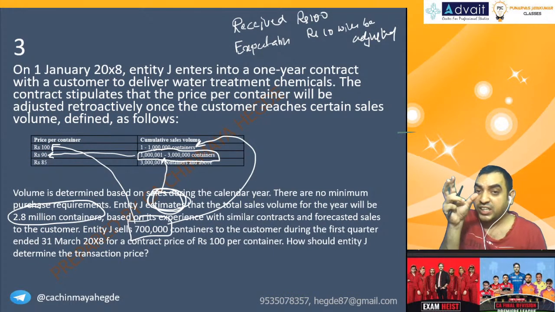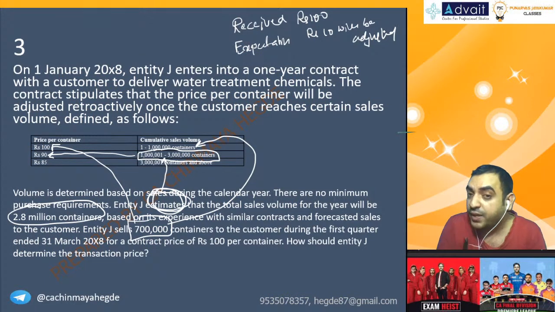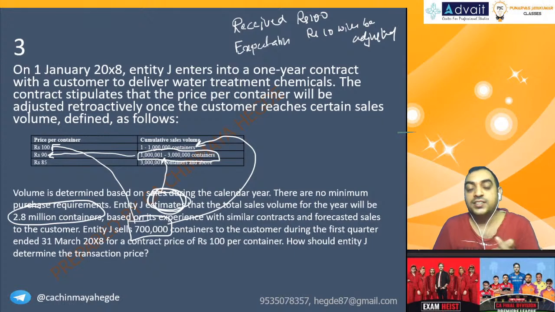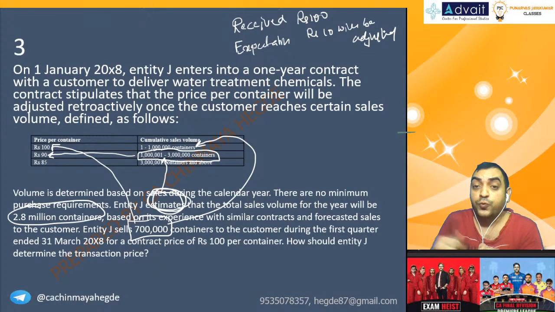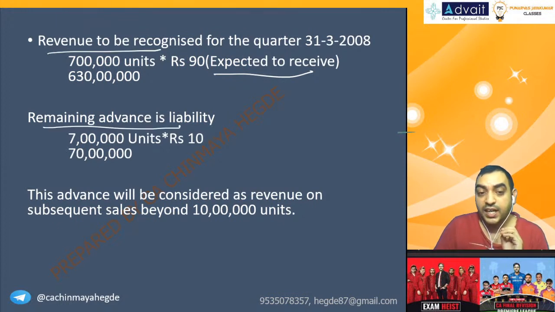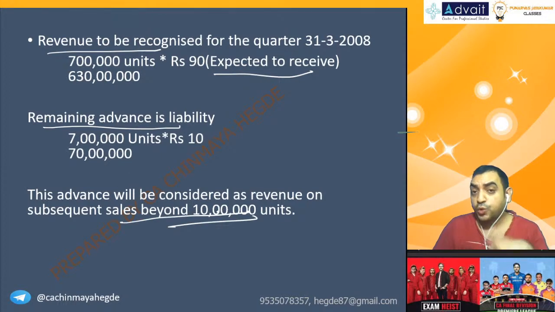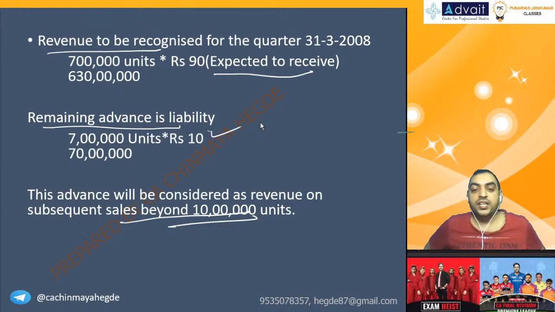So against the units of 7 lakh you sold, you received 100, but in your expectation you are entitled to receive only 90 rupees. So 10 rupees is the additional amount you received, which will be adjusted later, to be treated like an advance. So 7 lakh into 90 rupees expected to receive, that will be revenue to be recognized, and the remaining is shown as advance liability. And when subsequent sales beyond 1 million happen, at that point of time the liability will be transferred to revenue. As of now, it will be put in advance, a contractual liability.